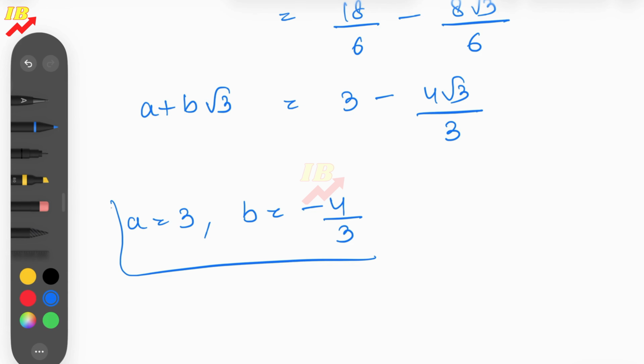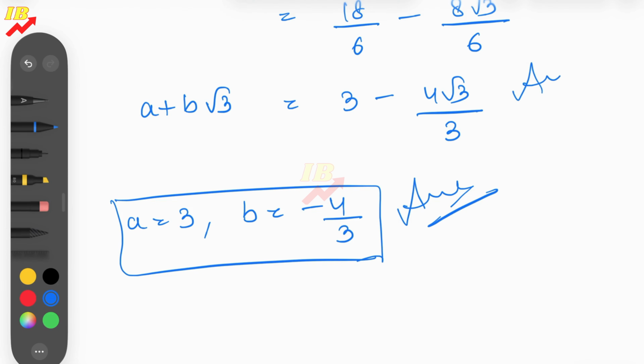That's the best representation. Always mention your answers like this, so that your teacher can also understand that you have a better understanding of the questions. You are understanding what exactly you are doing here, right? I hope this is clear.